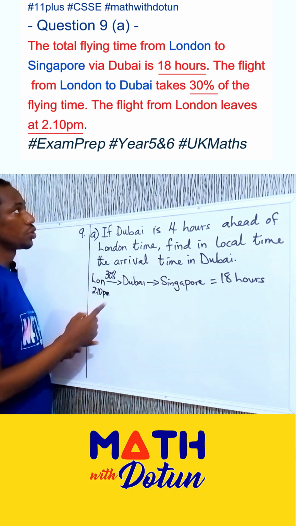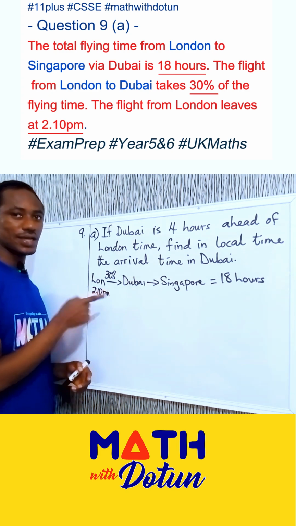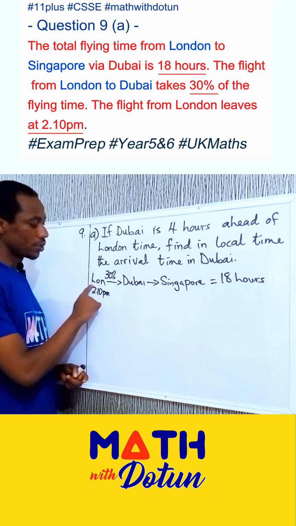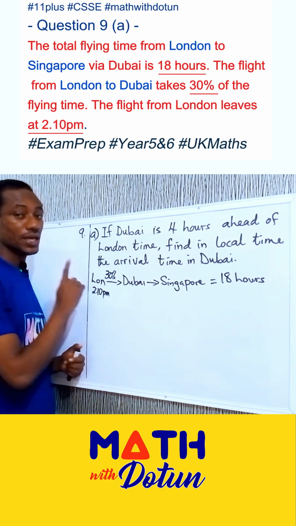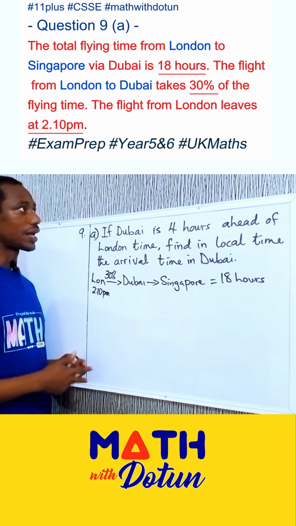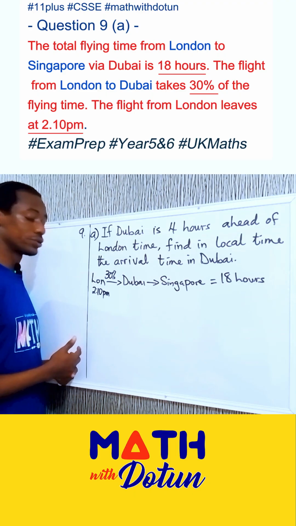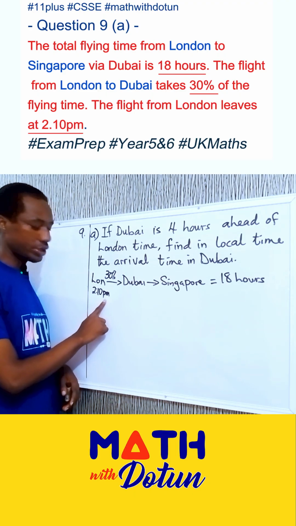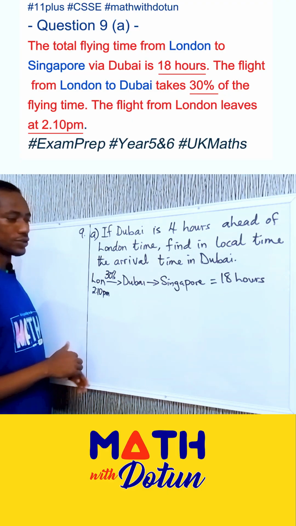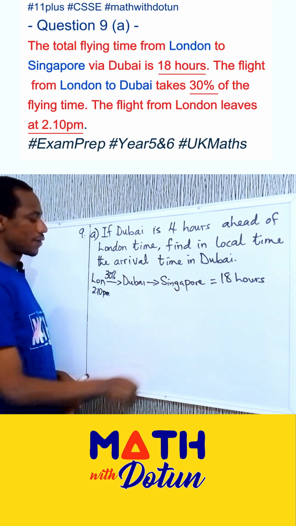We also know that the flight from London to Dubai takes 30% of the flying time. From London to Dubai, it takes what? 30% of the flying time. And lastly, from the question, we know that the flight from London leaves at 2:10 p.m. Okay, so the summary of everything we have in the question is what I have here.